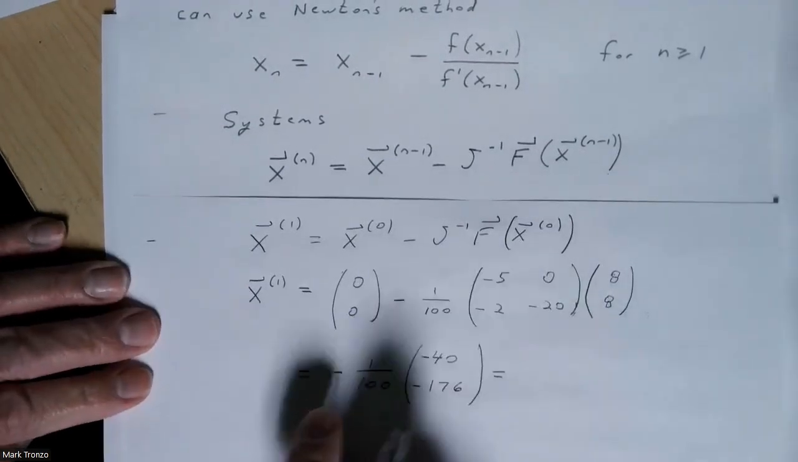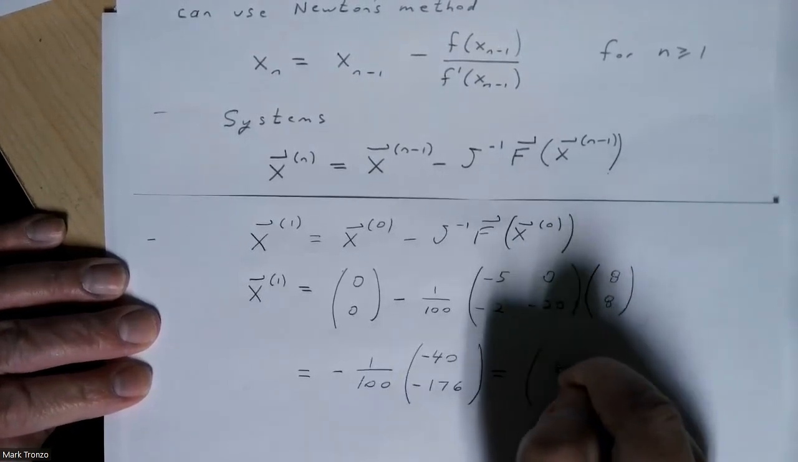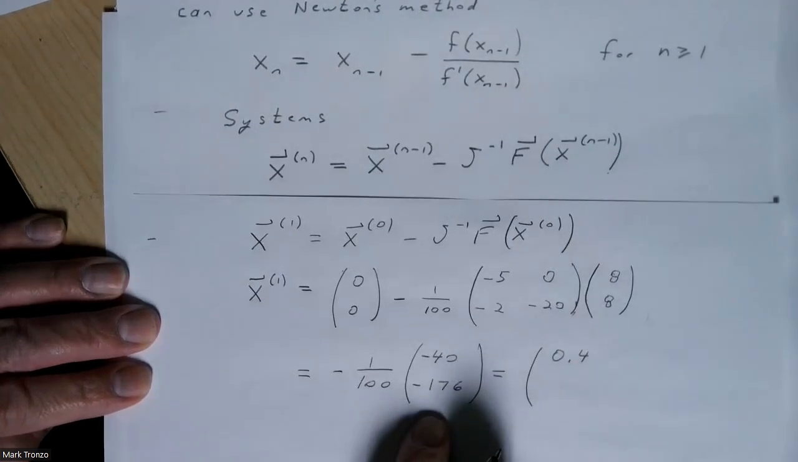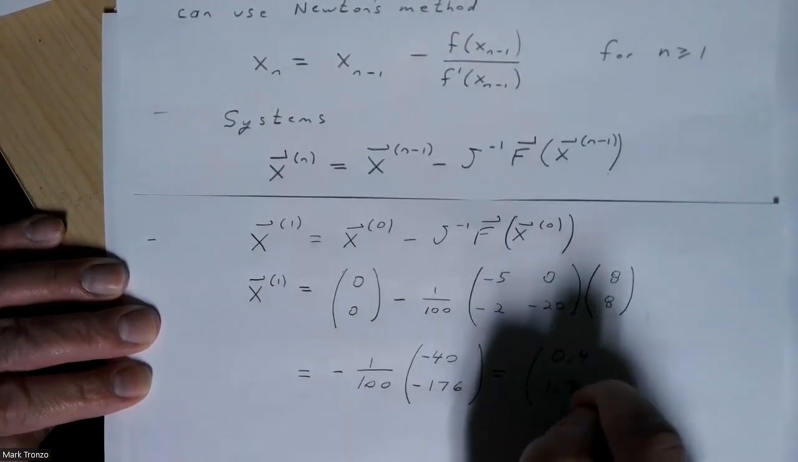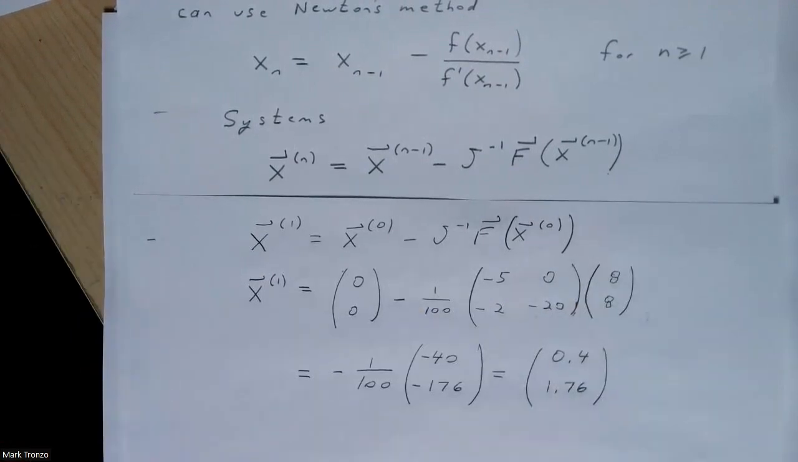And now is a good time that we can go ahead and divide this through. So that's going to be 0.4. And that's going to be what? 1.76. So that's our next guess. That's our next iteration.